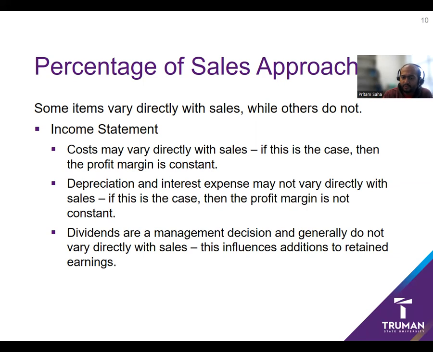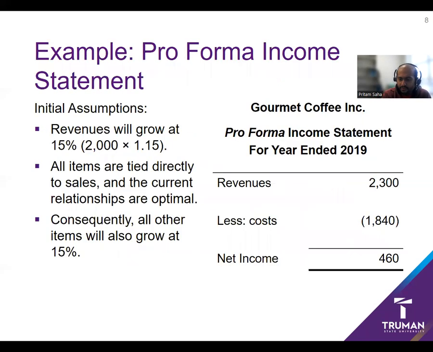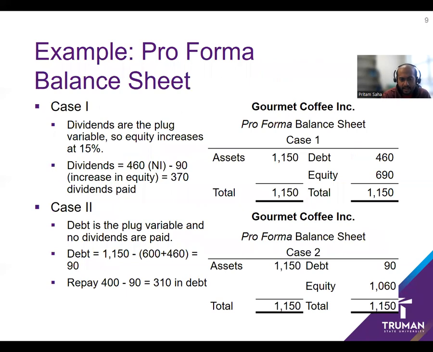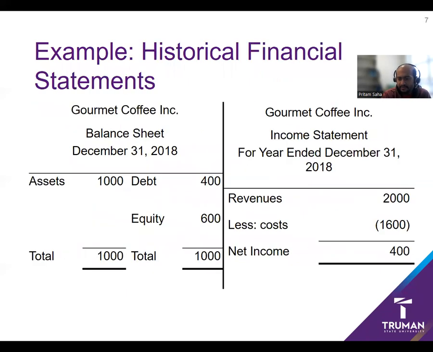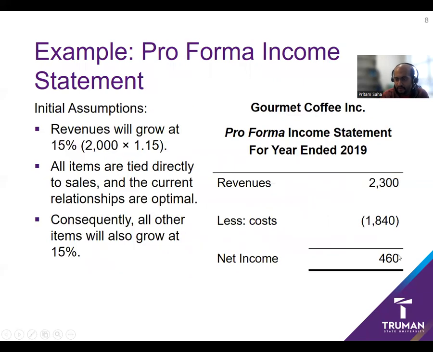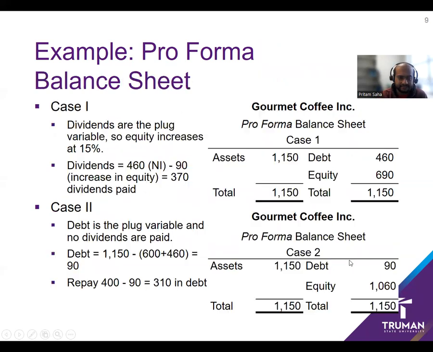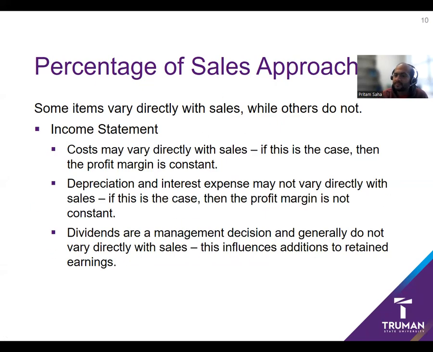In those cases, your profit margin should not be constant because in these projections, we are saying that 20% is net profit margin in history. That means 20% will be net profit margin in future. But if your cost, depreciation, interest expense are not tied to sales, your profit margin should not be constant.